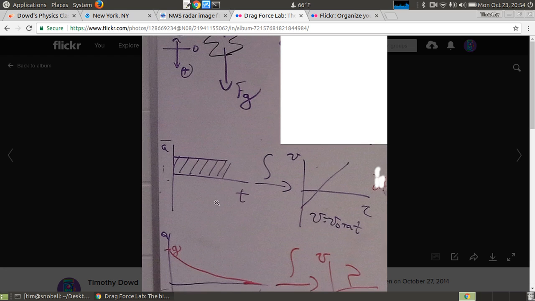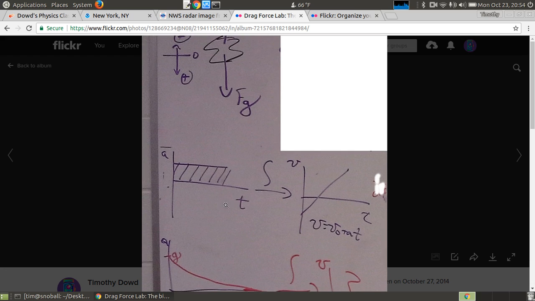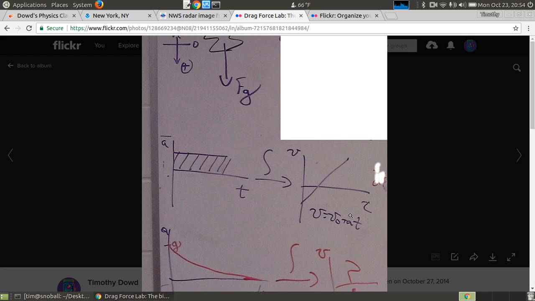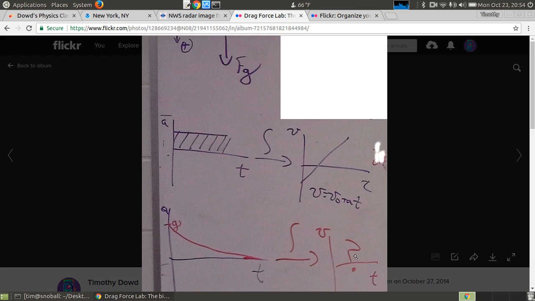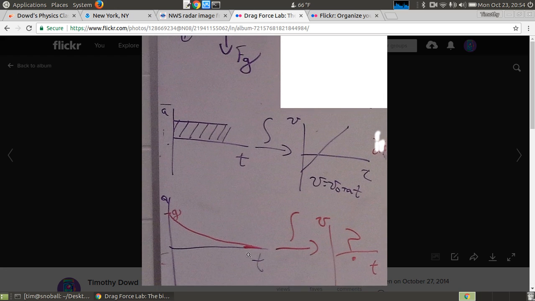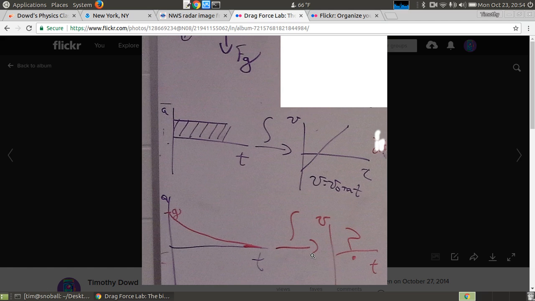And basically, this kind of graph, this kind of acceleration, yields that kind of velocity time graph. Now the question is, if you have an acceleration that's decreasing to 0, what kind of graph does that yield? And that's what we're going to try to figure out.